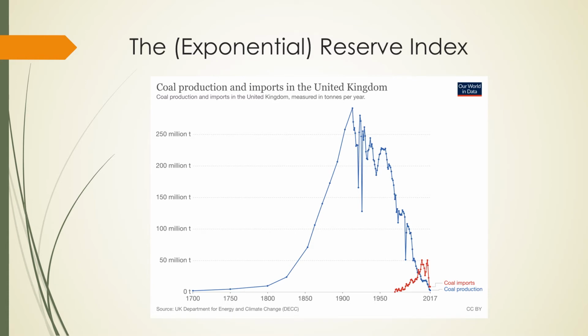Here's a graph of actual British coal production. You can see that the coal production does appear to grow exponentially for several decades before dropping in the early 1900s. Here, the exponential reserve index calculation doesn't perfectly predict the path of British coal production, but it does give us a reasonable understanding of the limits of this resource, and certainly better than the static reserve index would.